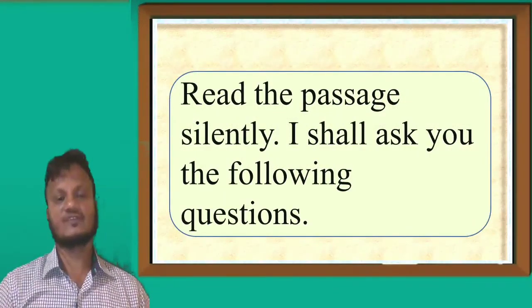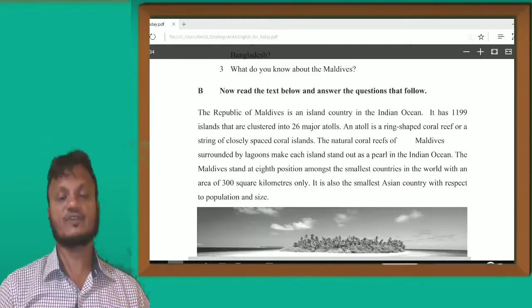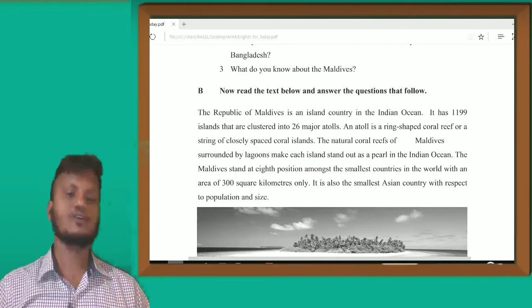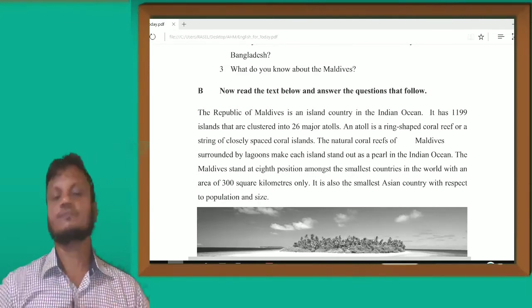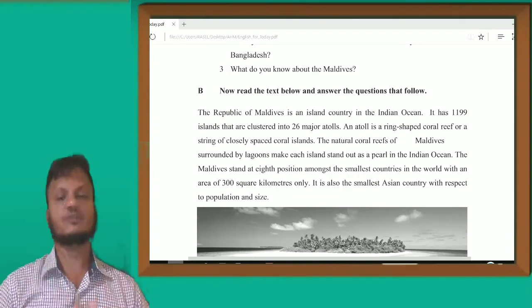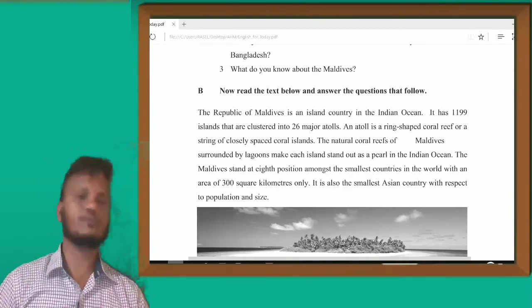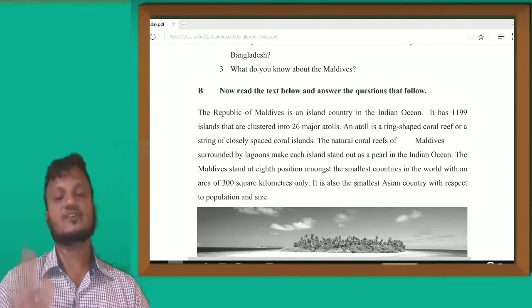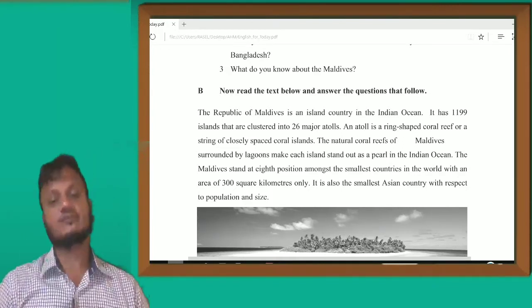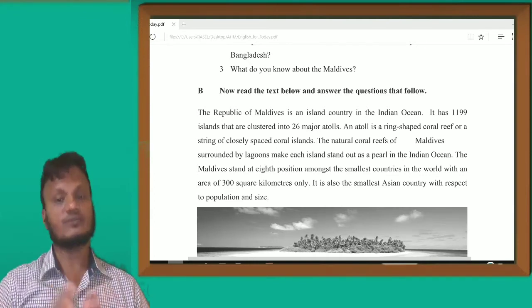Now you read the passage silently, then I shall ask you some questions. I am going to read the passage, and you also read with me but silently, then we shall get more information about the passage, or about the Maldives. Then I shall ask you some questions and you will try to answer them, and in such a way we will know more and more about the topic.